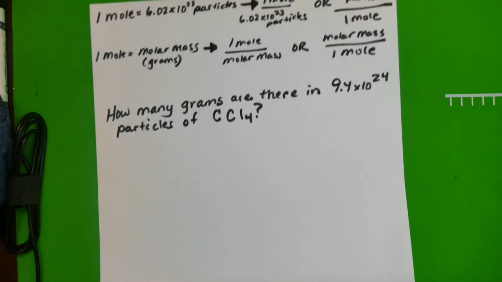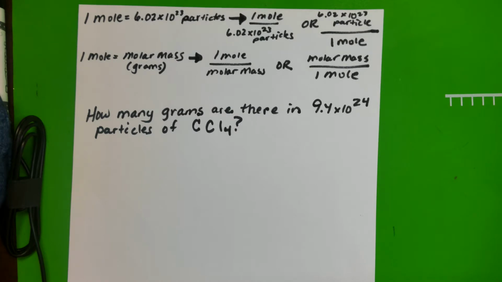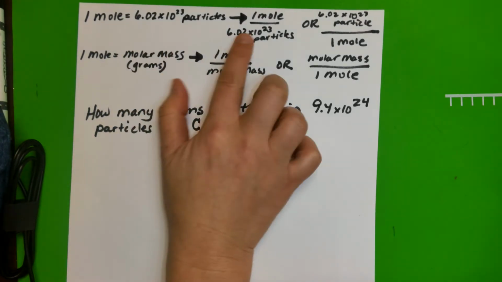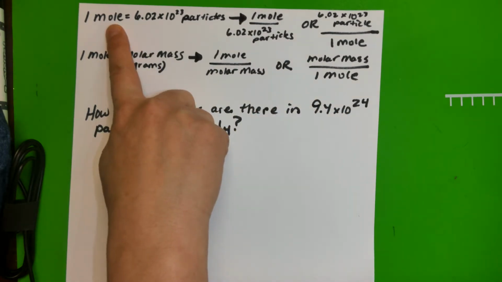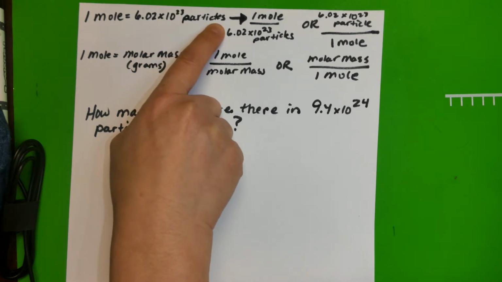Okay, you guys, so now we're going to be doing two steppers. Keep in mind now we're going to be doing both at the same time. So keep in mind that 1 mole equals 6.02 times 10 to the 23rd particles.